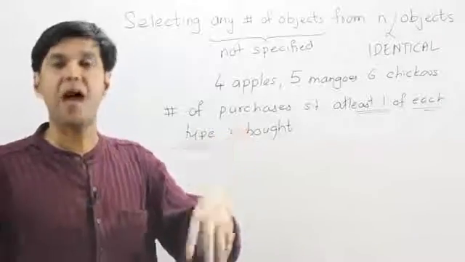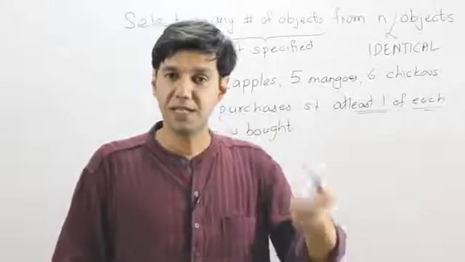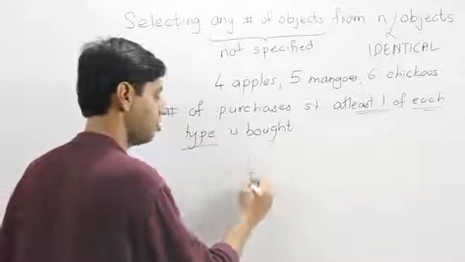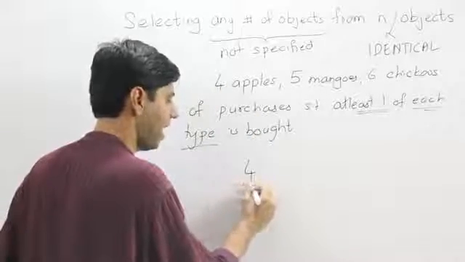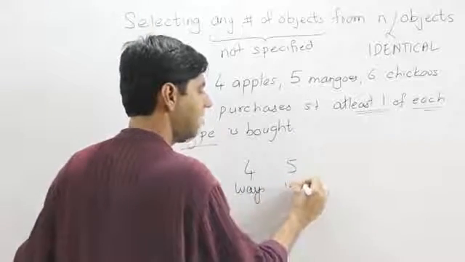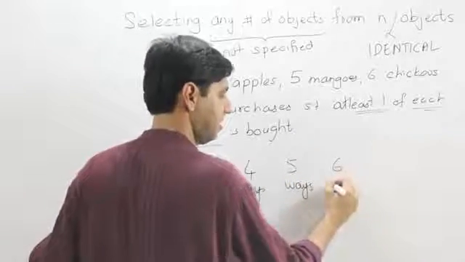Now, since one of each type is bought, from the apples I could either buy 1 apple, 2, 3 or 4. Is there a different number of ways of buying 3 apples? No. Which apples does not matter. So with apples I have 4 choices. In 4 ways I could buy apples. With mangoes I have 5 different ways, and with chikus I have 6 different ways.